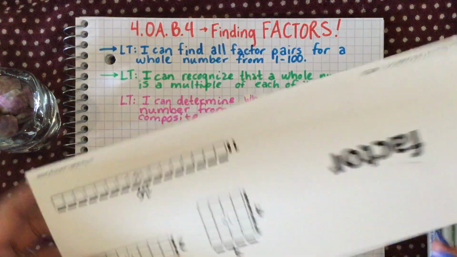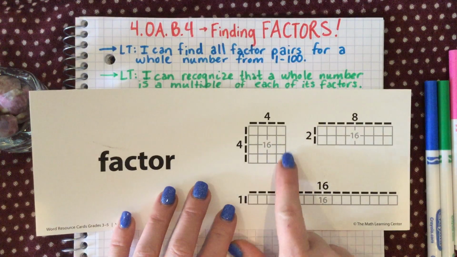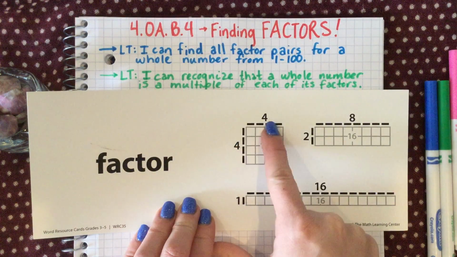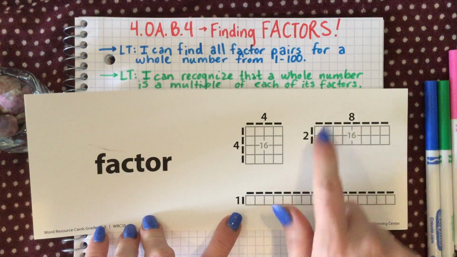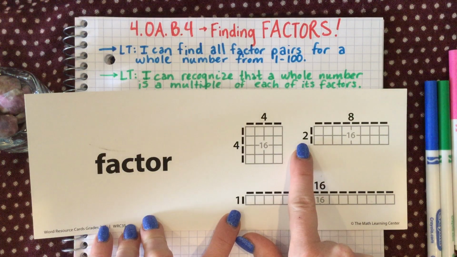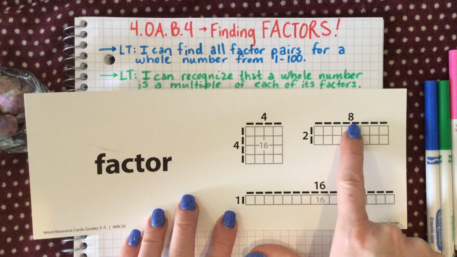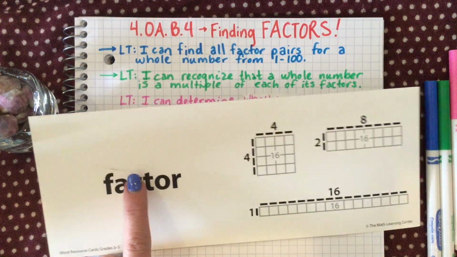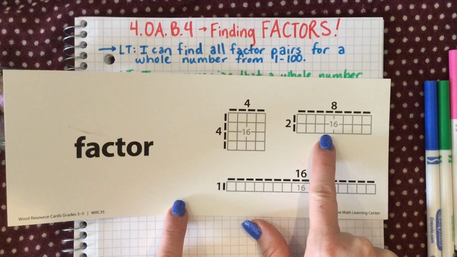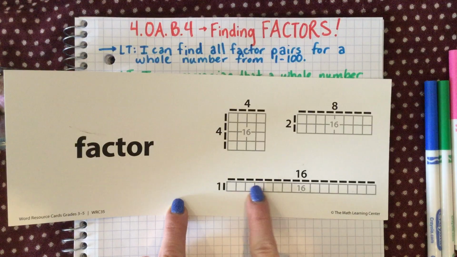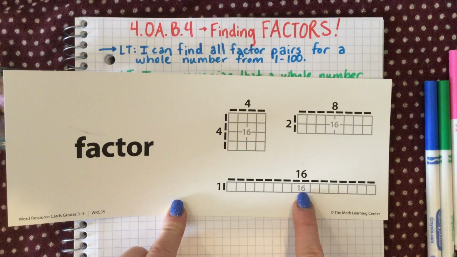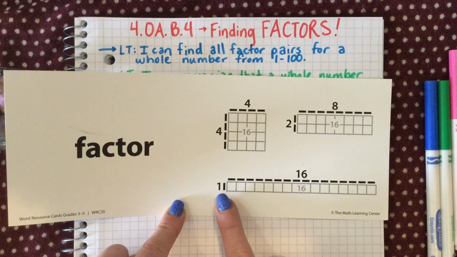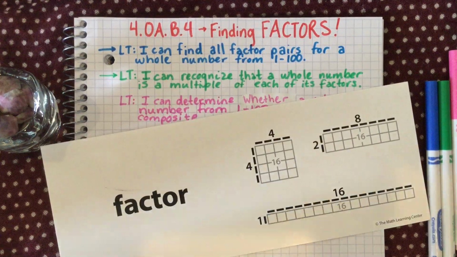So using this picture, we have 16 divided by 4 equals 4. So 4 is a factor of 16. If we took 16 divided by 2, that would equal 8, or 16 divided by 8 would equal 2. So 8 and 2 are factors of 16. Same thing here. Look, we have one row of 16 cubes. 16 divided by 16 equals 1, or 16 divided by 1 equals 16. So 1 and 16 are factors of 16.